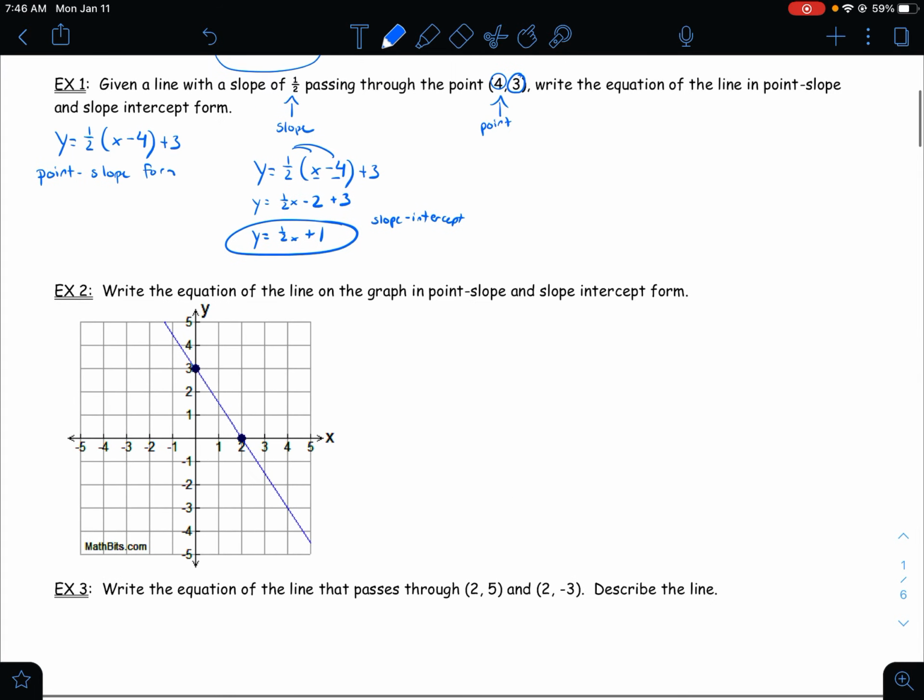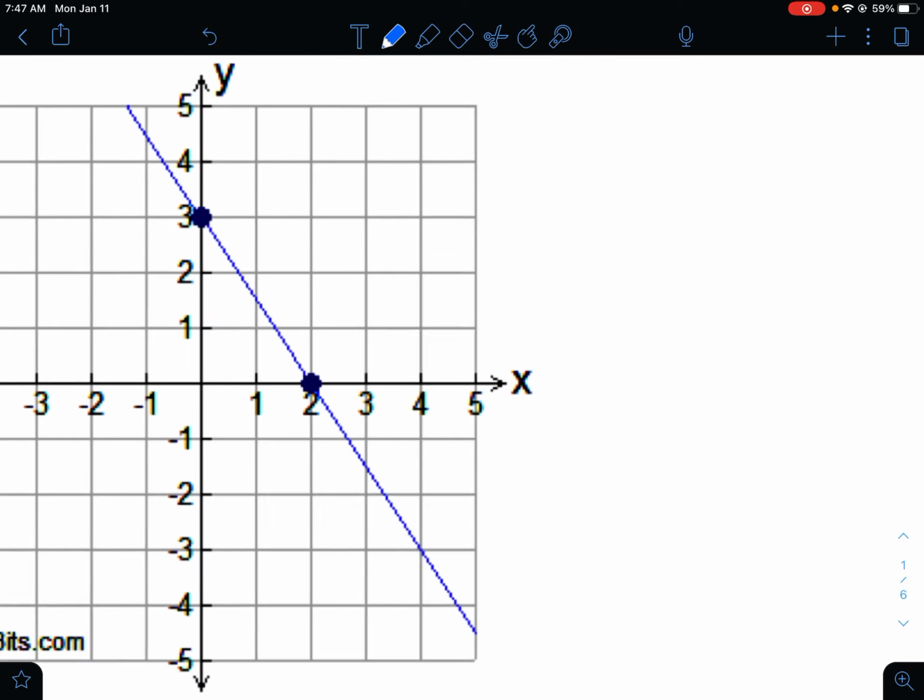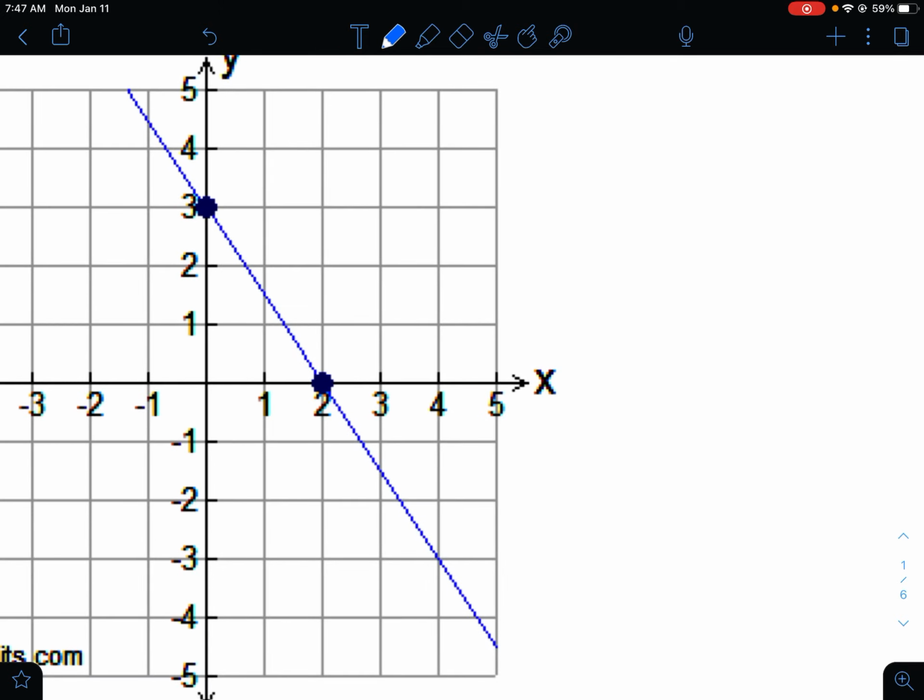All right. Next, it says write the equation of the line on the graph in point-slope and slope-intercept form. So, first thing we need to do is come up with the slope. There are 2 ways to do this. First, I'm going to show you how to do it from the coordinates, and then I'll show you how to do it just by counting on the graph. So let's come up with 2 points. The first one is (0, 3). The second one is (2, 0).